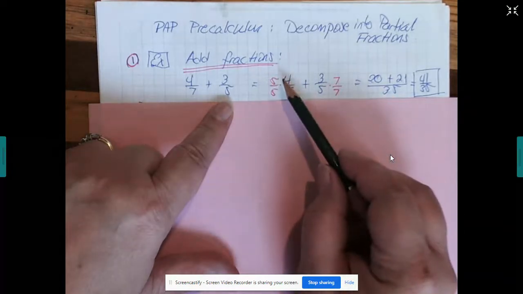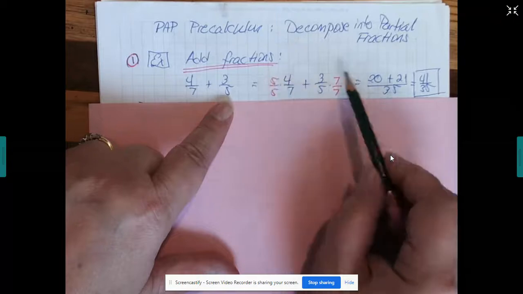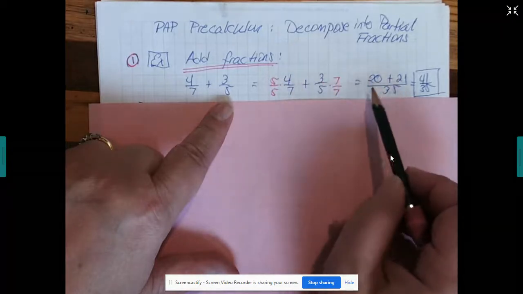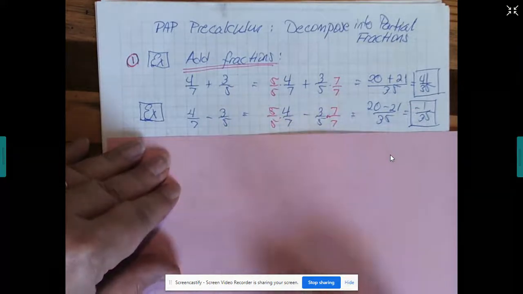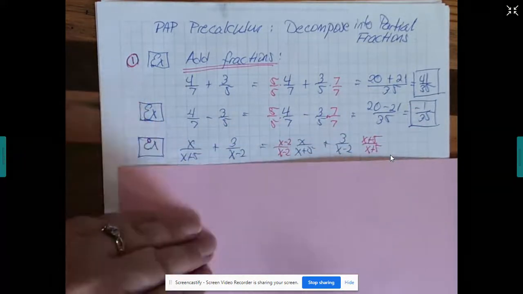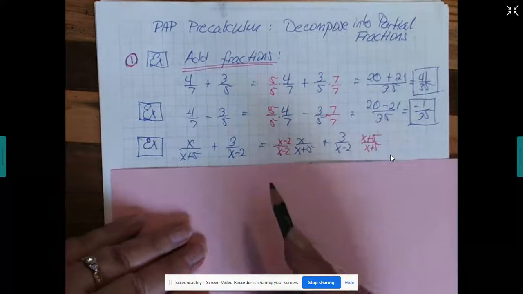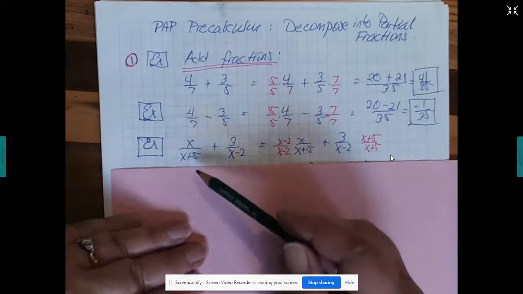Then you can add the numerators. 5 times 4 is 20 and 3 times 7 is 21. So you get this. Here's another one with subtraction, same idea. Here's one with a rational expression, something more like what you're going to see.